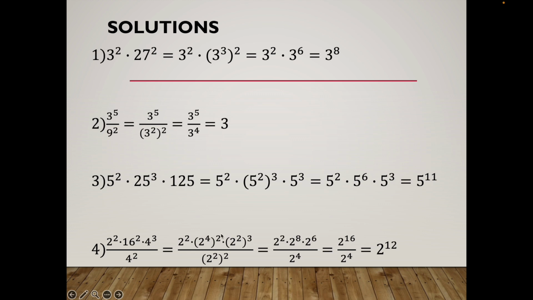Doing my power to a power law, I get 2 to the power of 2 times 2 to the power of 8, because 4 times 2 is 8, times 2 to the power of 6, because 2 times 3 is 6, and on the bottom, 2 to the power of 4, because 2 times 2 is 4. Once I add my exponents on the top, I get 2 to the power of 16, and then I'm going to subtract because I am dividing, and I get 2 to the power of 12 as my final answer.